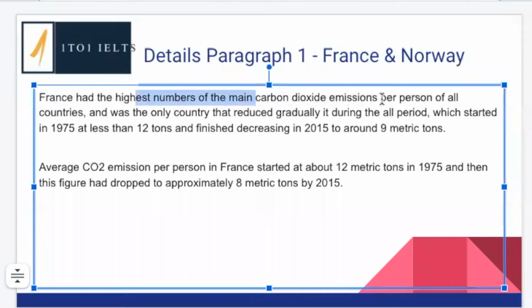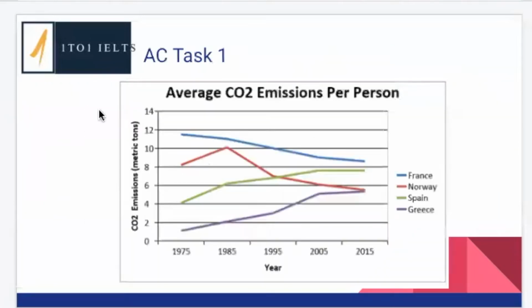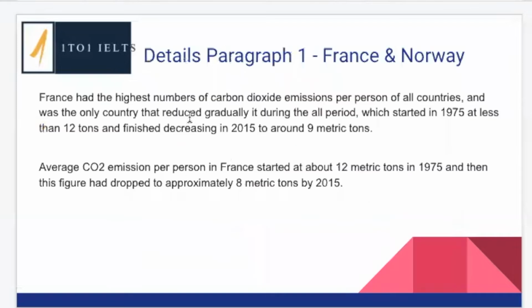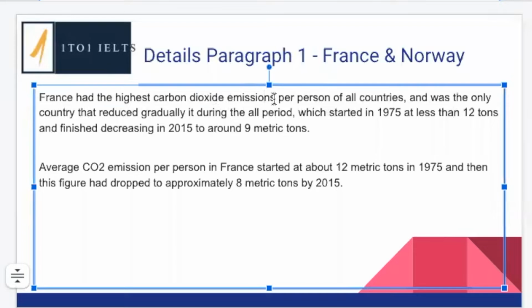How can I make this a little bit more concise? Rather than saying they had the highest numbers, what did they really have the highest? And why main? Main doesn't make sense here. Rather than saying they had the highest numbers, they had the highest emissions. So it's telling us what the emissions were. We don't want to talk about the numbers, we're just talking the emissions were the highest. So here, it'd be more natural to say France had the highest carbon dioxide emissions. Yep, there's more than one, so it should be plural.